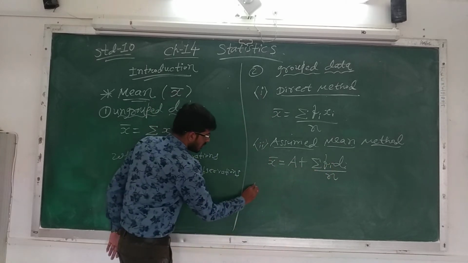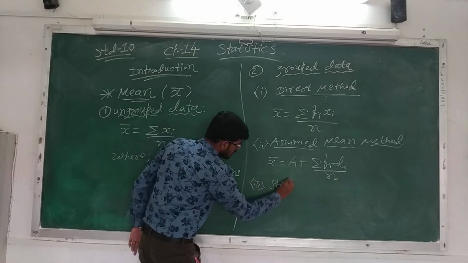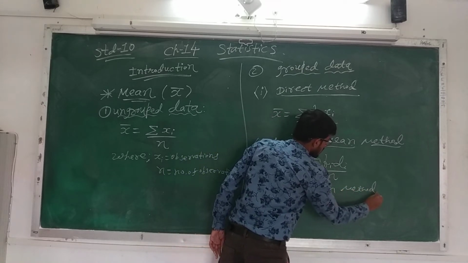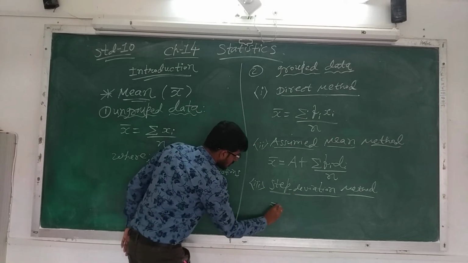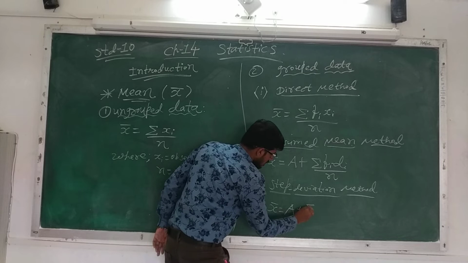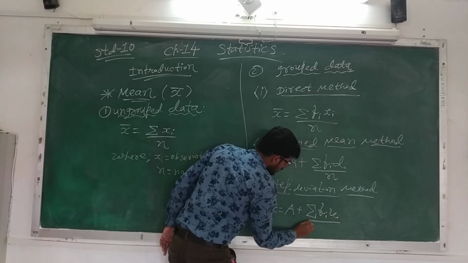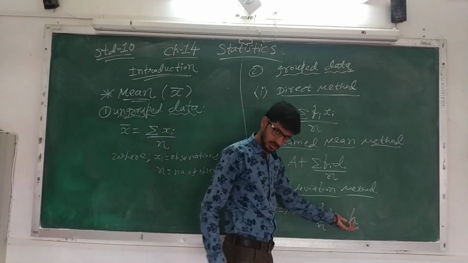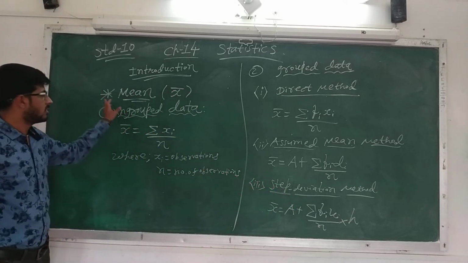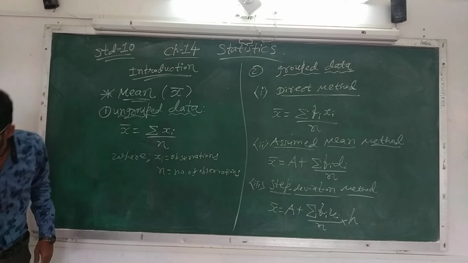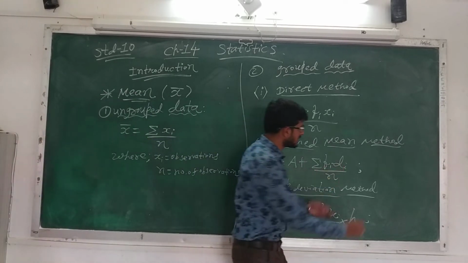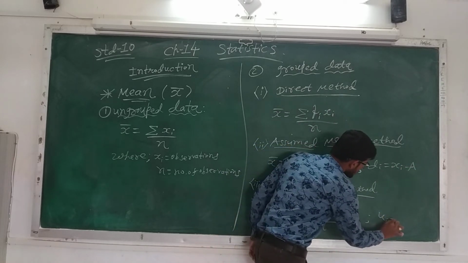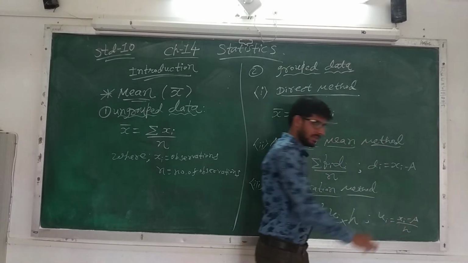Third one, step deviation method. X bar is equal to a plus sigma fi ui upon n multiplied by h. Here h is the class length of the given class. One more thing: the value of di is xi minus a, and ui is equal to xi minus a upon h.